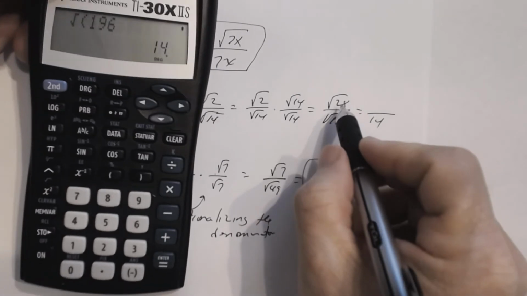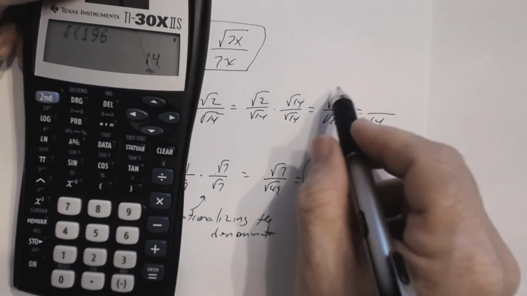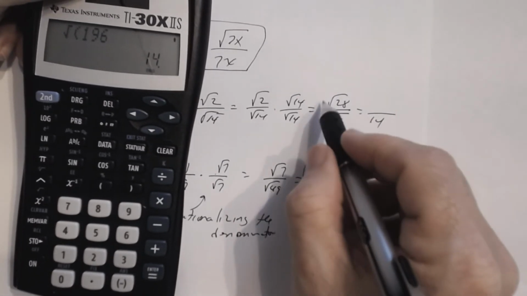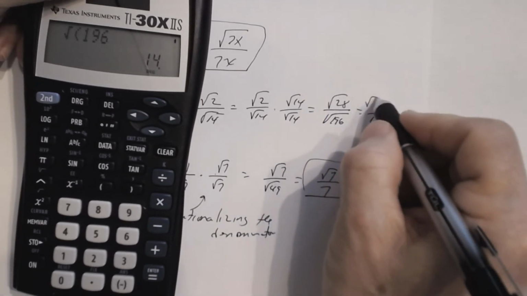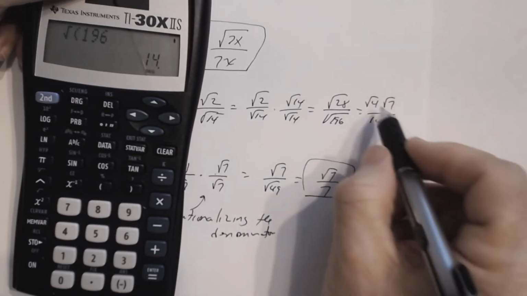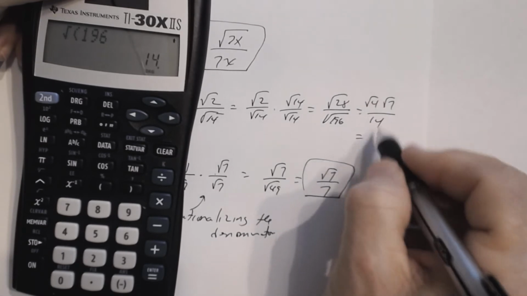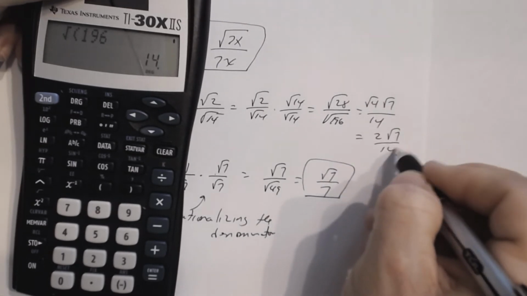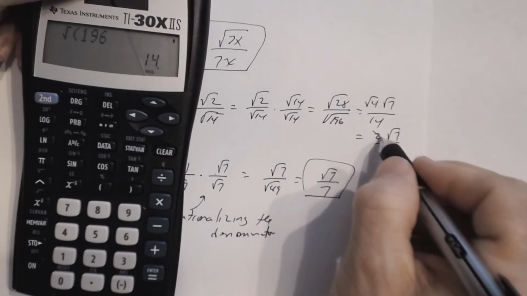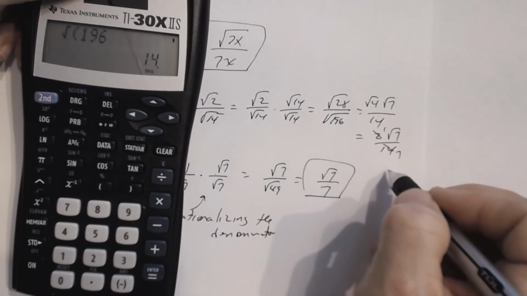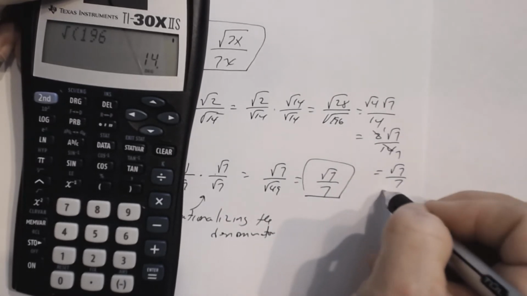Now in the numerator, you've got to simplify this. What perfect square goes into 28? 4. So it'll be the square root of 4 times the square root of 7. And then what's the square root of 4? 2. So you get 2 square root of 7 divided by 14, and then reduce. So 2 into 2 is 1. 2 into 14 is 7. So you get the square root of 7 divided by 7.